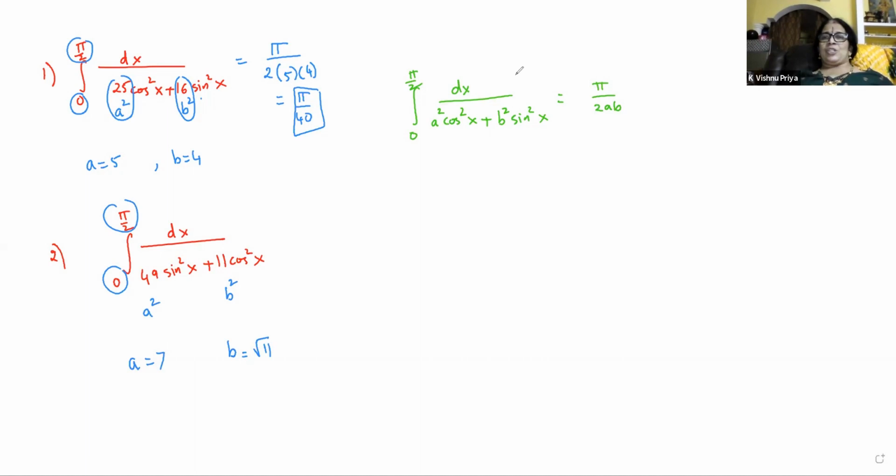You can interchange. This can be a square sine square x plus b square cos square x, or it can be a square cos square x plus b square sine square x. It doesn't matter. There is no difference at all. Okay. So once I know a and b, what will be the answer? Pi by 2 into a into b. That is pi by 14 root 11.